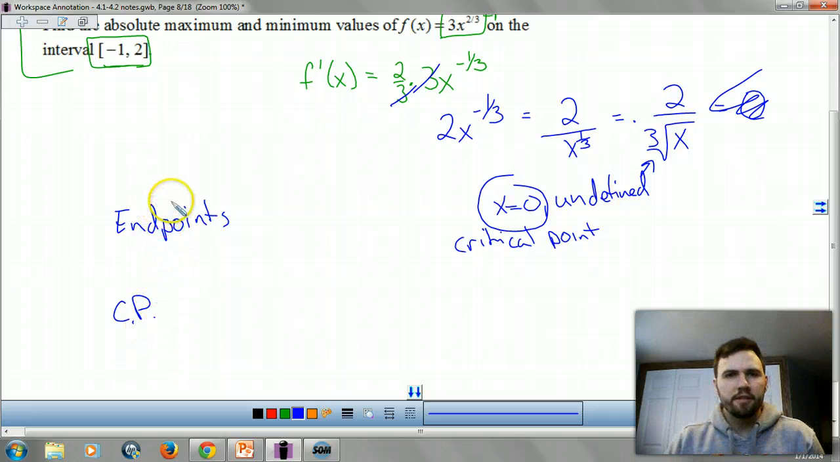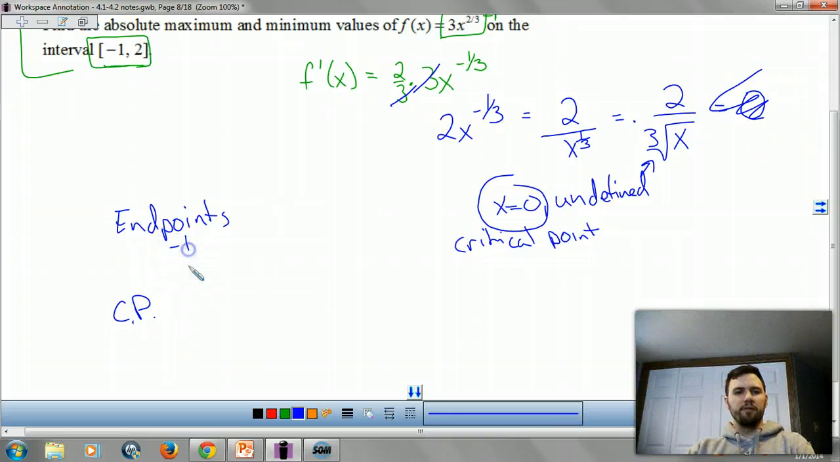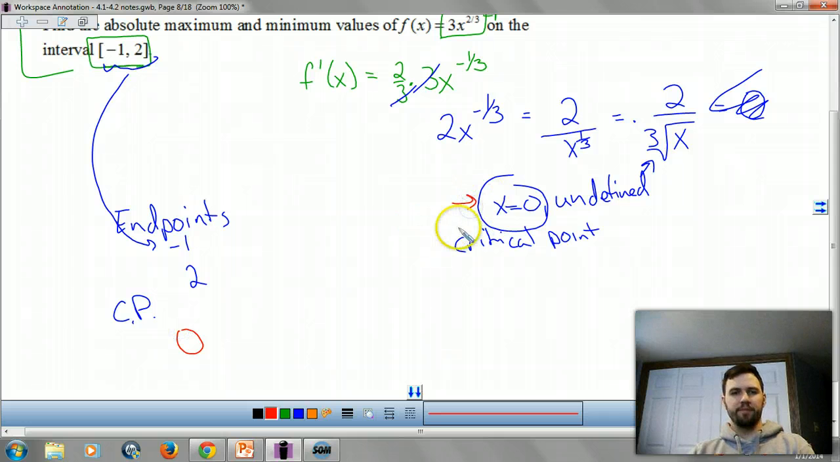Our endpoints are -1 and 2. And I got that from up here. Okay? My critical point is 0. And I got that from over here. Okay? Now what I'm going to do is I'm going to plug those into my original function.